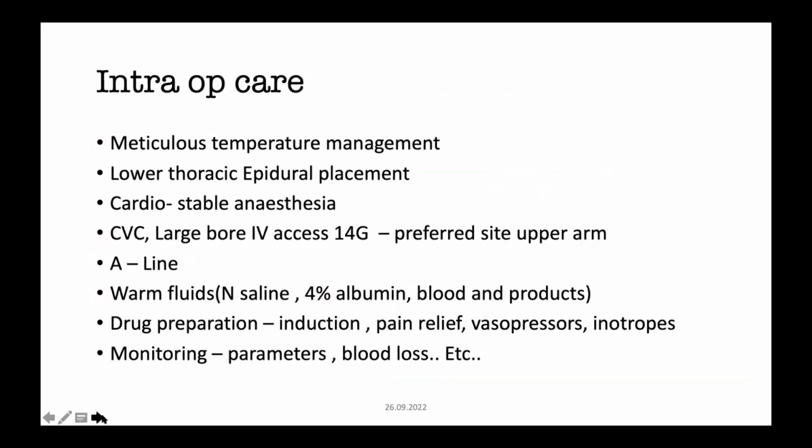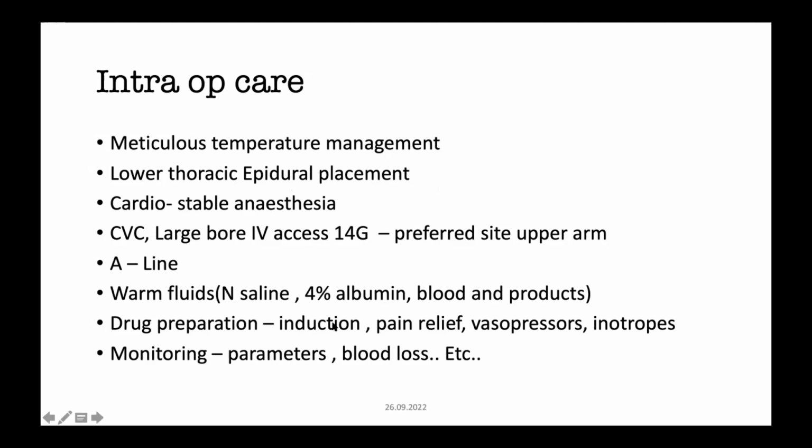Right. Okay, so let's see the intraoperative care. Again, meticulous temperature management is important, and lower thoracic epidural placement should be there. And we should provide cardiostable anesthesia for most of the patients. Central venous line, large bore IV access, a 14 gauge is preferred, and it should be sited in the upper arm, because you can connect the bell mount to a 14 gauge. You should not try on a neck cannula, because it doesn't work well for the bell mount. It will troubleshoot, because with the kinking and all, it will always start to alarm. So upper arm 14 gauge is a must, because the vein is straight and it is large. So a bell mount can easily run through a 14 gauge in the upper arm.